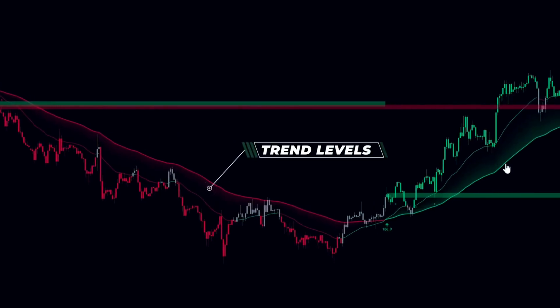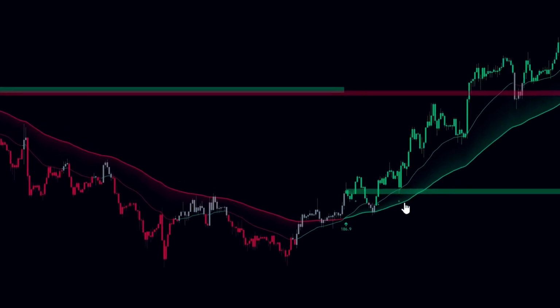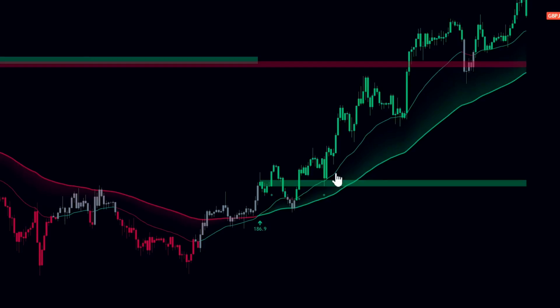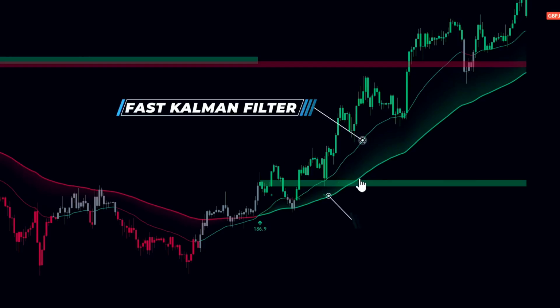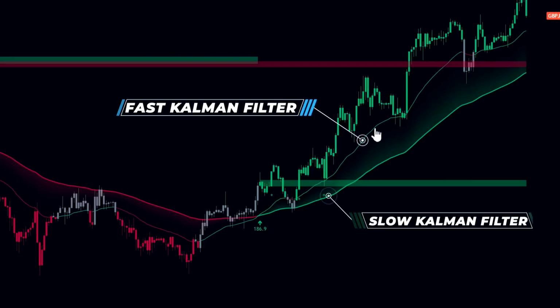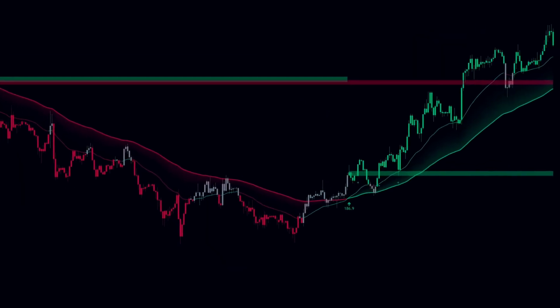First, we have the trend levels. These are the green and red trend clouds made up of two lines, the fast common filter and the slow common filter. The fast filter closely follows price movements. The slow filter is less reactive and provides more stability. When the trend levels are green, it signals a bullish trend. When they're red, it's bearish.